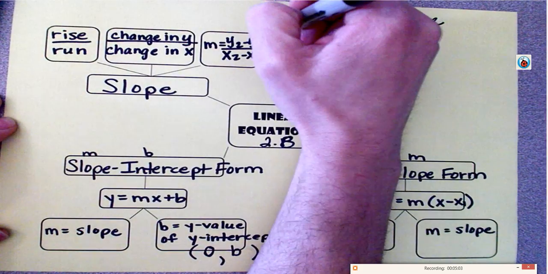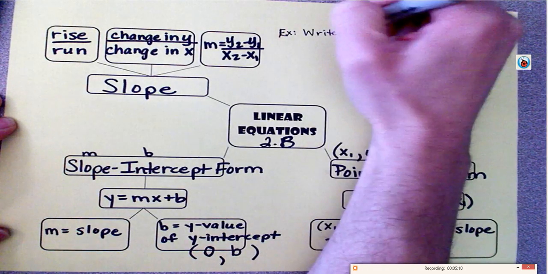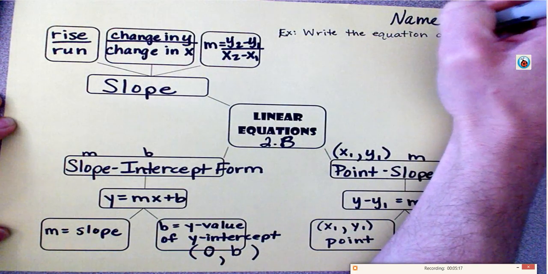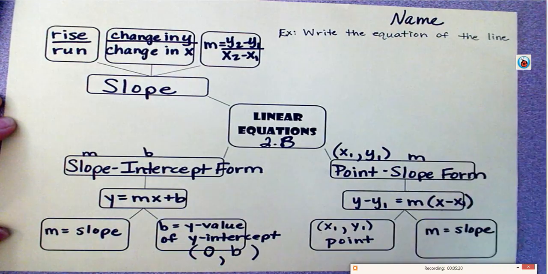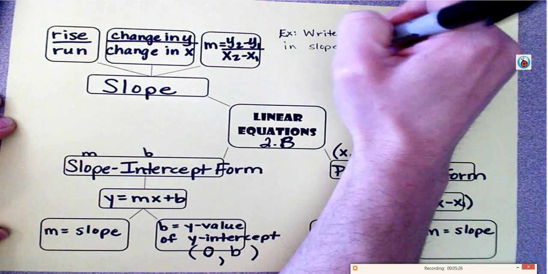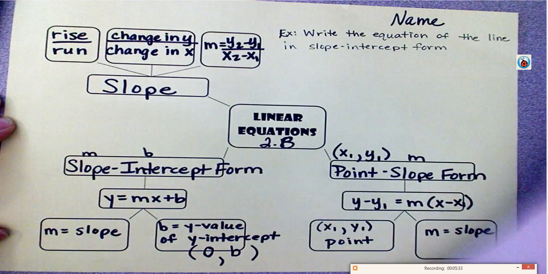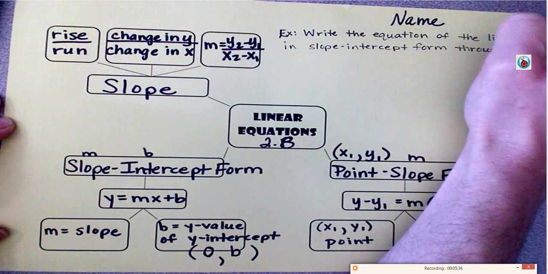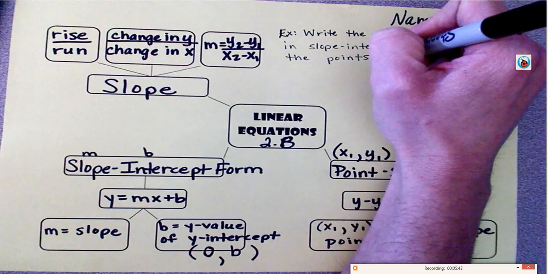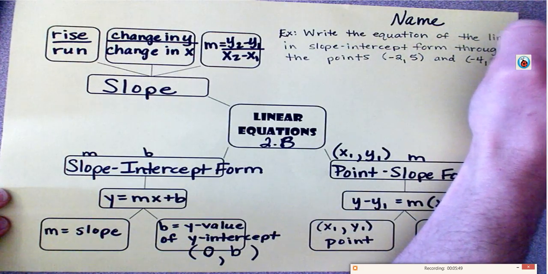So here's what your problem might look like. Write the equation of the line in slope-intercept form that goes through the points (-2, 5) and (-4, 9).